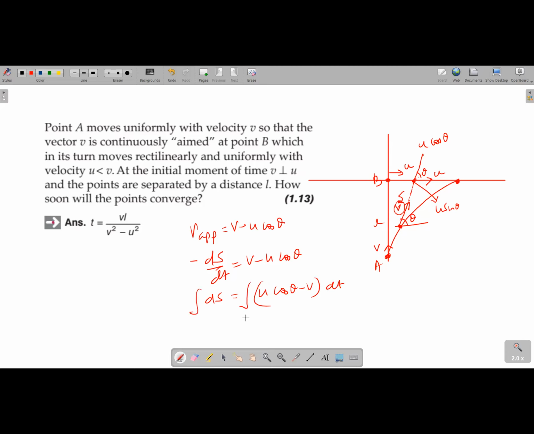Integrate this. At time t equal to 0, the initial separation was L. At time equal to t, the separation is 0, because finally they have to meet. Suppose after time t they will meet, so the separation will become 0. So this is minus L, and this is integral from 0 to t of u cos theta dt minus integral from 0 to t of v dt.